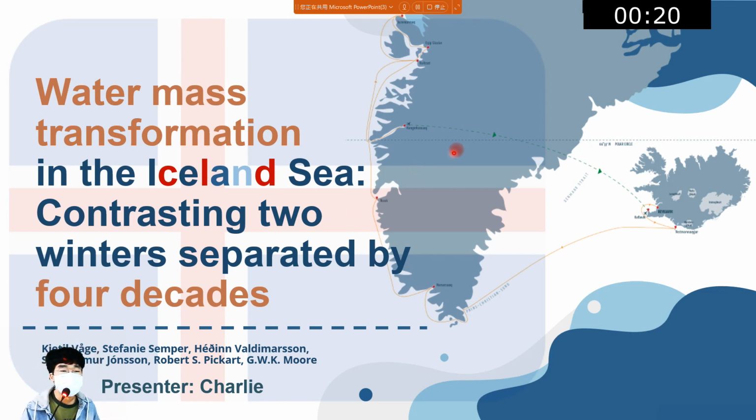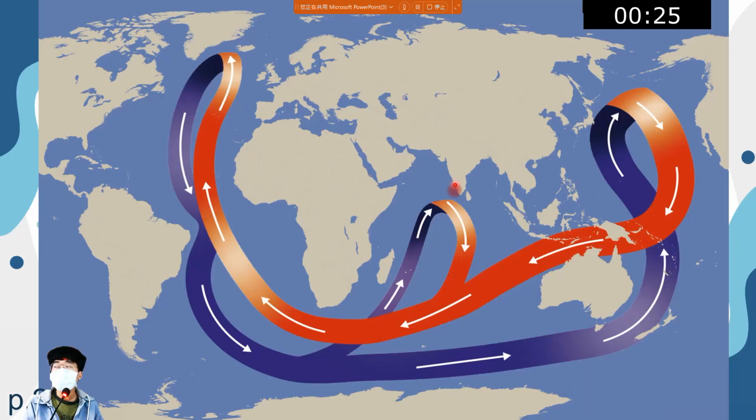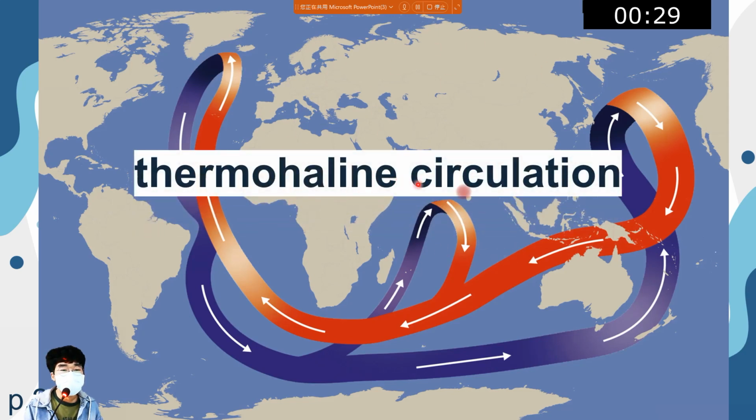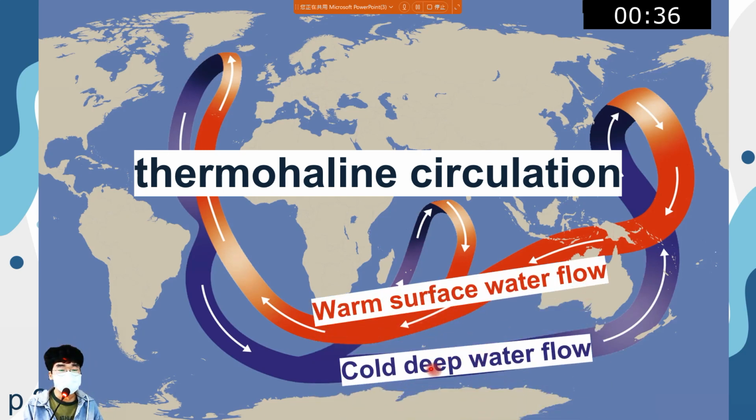Before going to the topic today, we need to know where water masses change. This is the figure of the thermohaline circulation. The red line is the warm surface water flow, and the blue line is the cold deep water flow. When deep water and surface water meet, their mass and density will change. So we know about areas like here, here, here. They will change their mass.